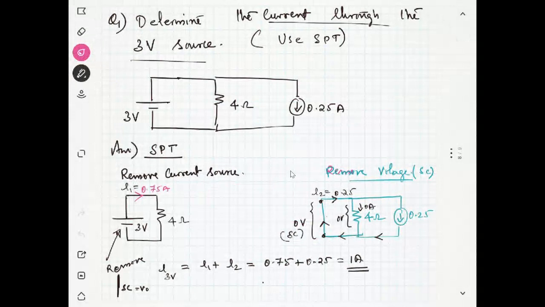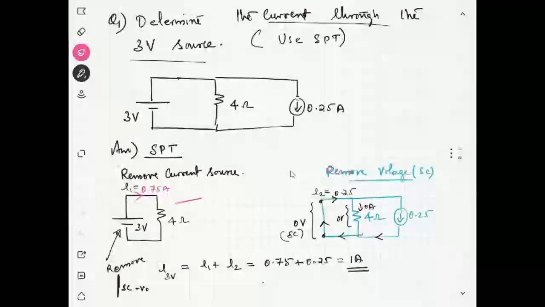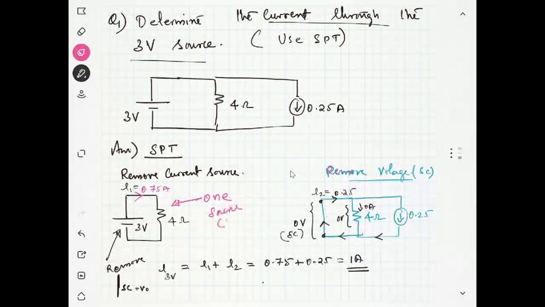Equal to 2.25. Yes, in the equation you write I2 equal to 0.25, because you are finding this with only one source here. One source, and that source is the voltage source. And here again only one source, and that source is the current source.